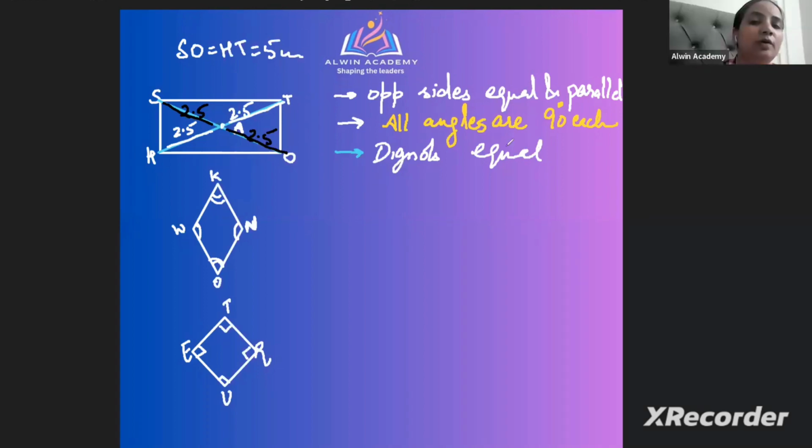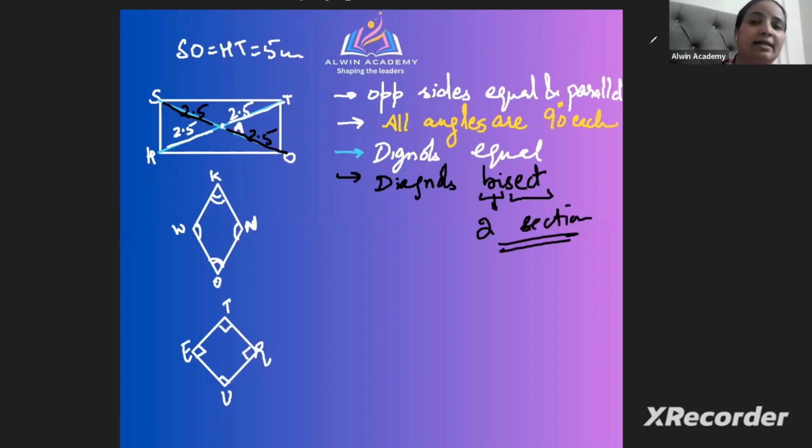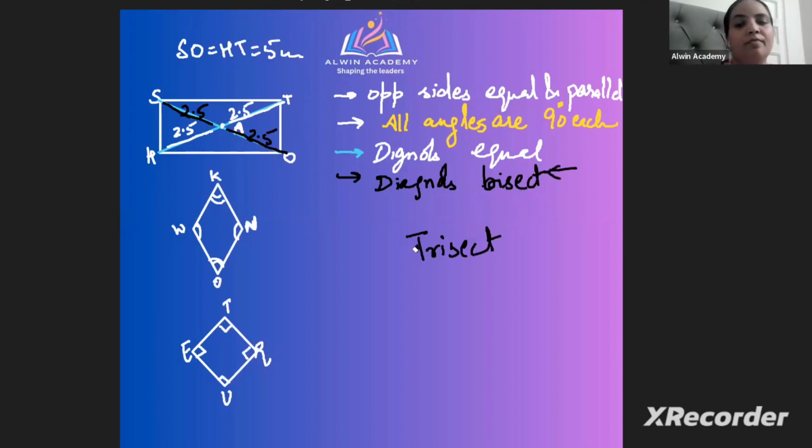So diagonals are equal, right? We have discussed this, and one property I forgot to write is that diagonals are also bisecting. Diagonals bisect. The word bisect means, bi means two, and sect means sections. So when you have 2 equal sections, you call it bisect. Similarly, the word trisect means 3 equal sections. When you divide a thing into 3 equal parts, you call it trisect. But here we are studying about bisecting. So diagonals bisect each other.